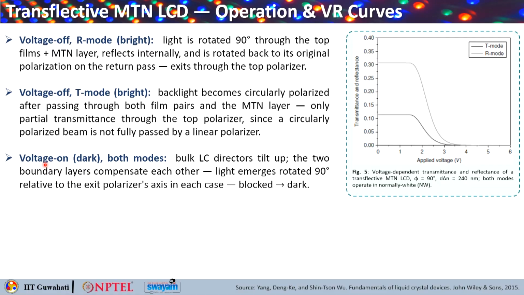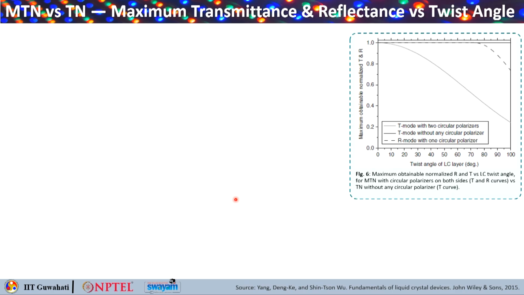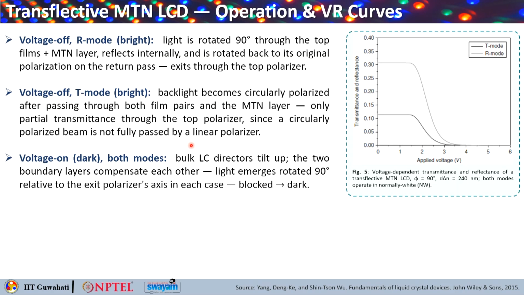Now when you consider the voltage to be on, you get a dark state for both modes. How does it work? The bulk liquid crystal director tilts up, so the two boundary layers compensate each other and light emerges rotated 90 degrees relative to the exit polarizer's axis in each case, hence the light gets blocked. So you are basically getting a dark state.